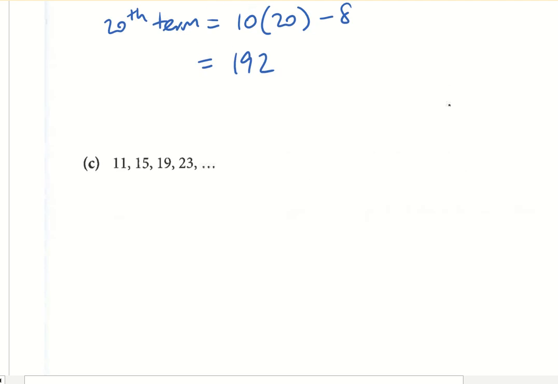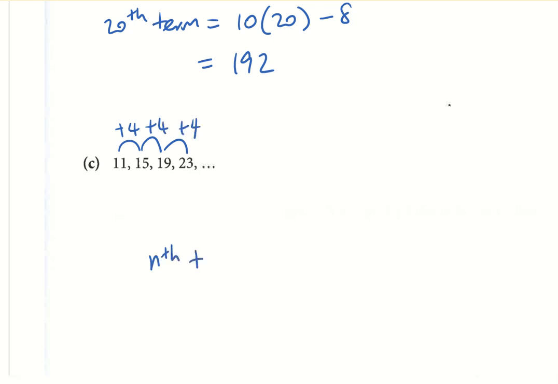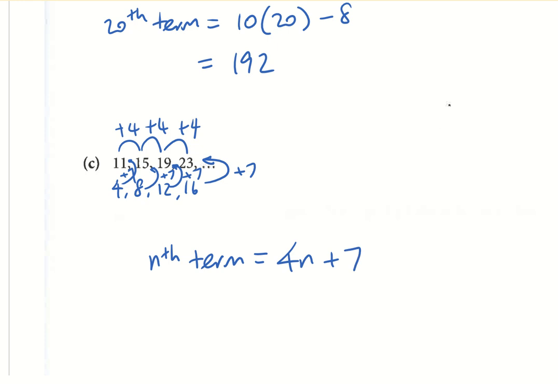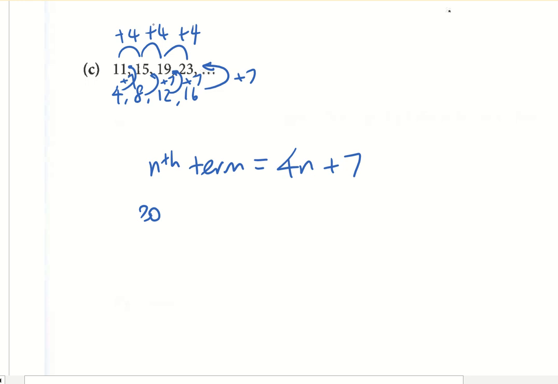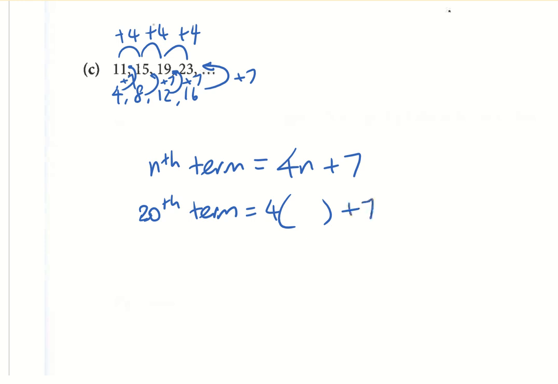Next, part C. Notice that we are adding 4. So our nth term will have a 4n. Put on a 4 times table. 4, 8, 12, 16. To go back here, you need to plus 7. Okay, all of them plus 7. So just put plus 7. They wanted the 20th term. So change your n to become 20. So 80 plus 7 is 87.